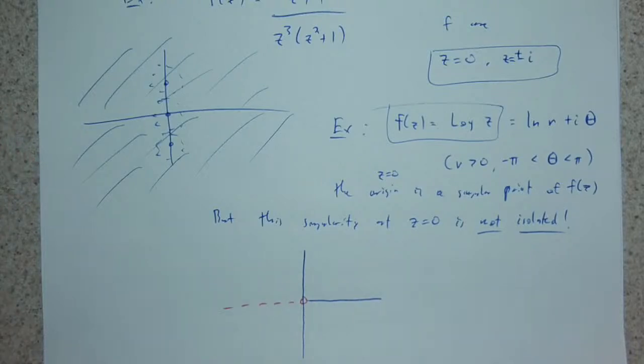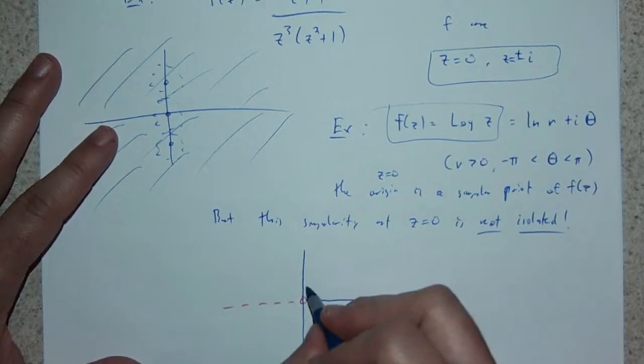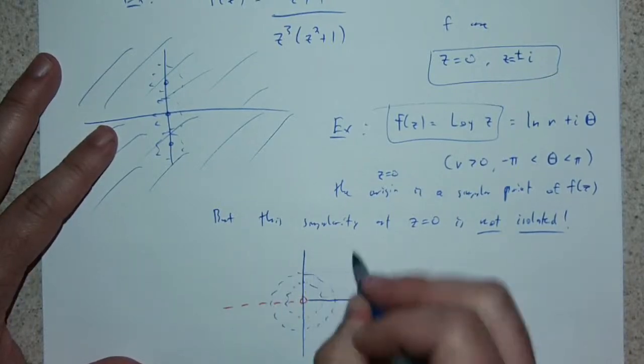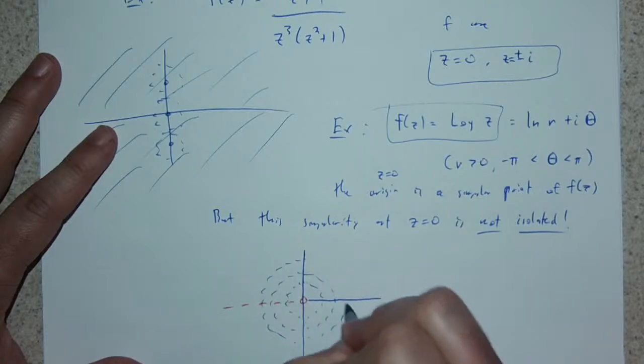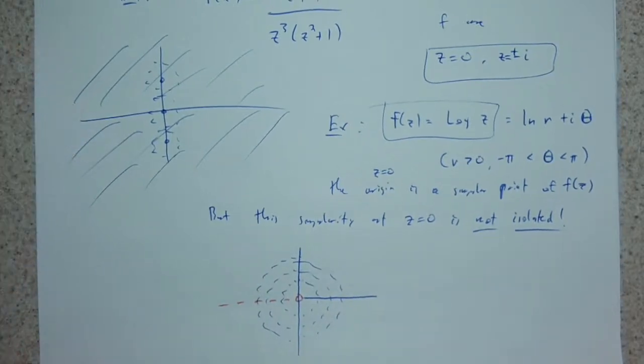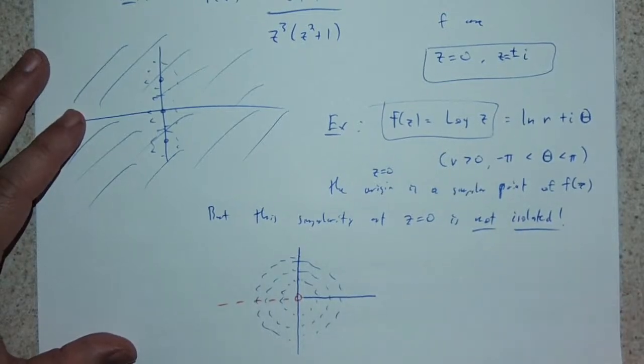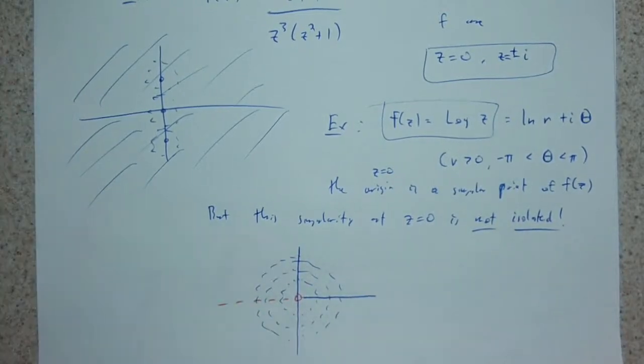What's the problem? The problem is that if I look at any neighborhood of the origin, it contains the stupid branch points on the branch cut. There's no getting around it. Any neighborhood, no matter how big or small, is going to contain points on the negative x-axis, which is a branch cut for this function. Okay, so it's not isolated. This is an example of a bad singularity. This is bad. It's a branch point.